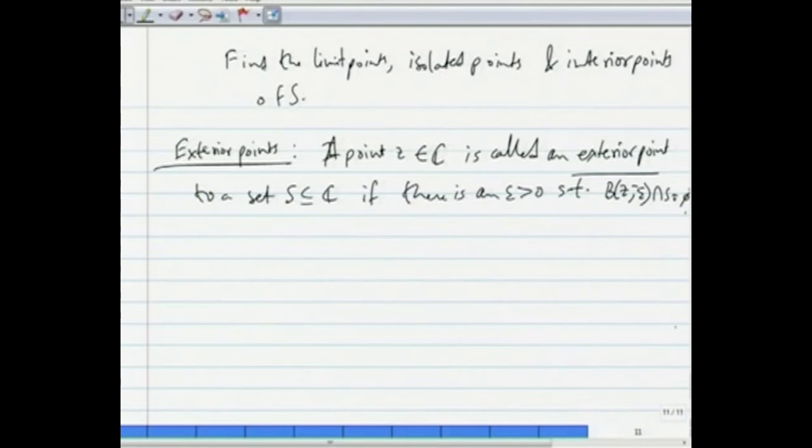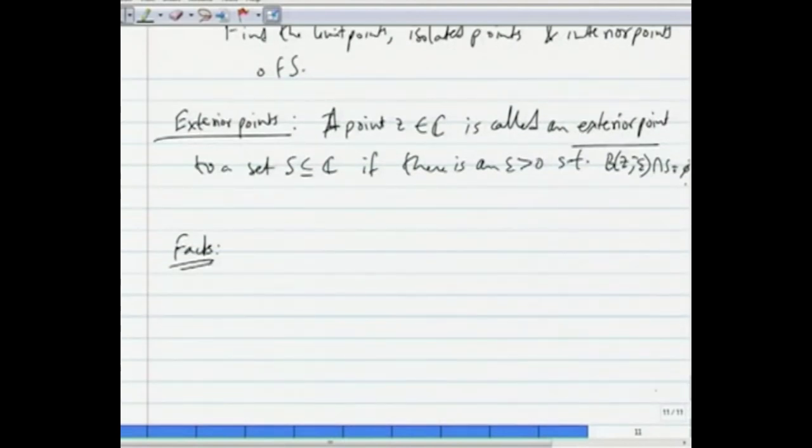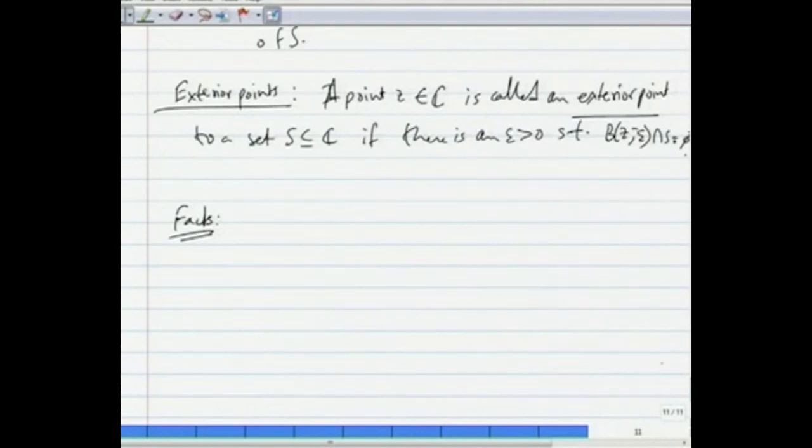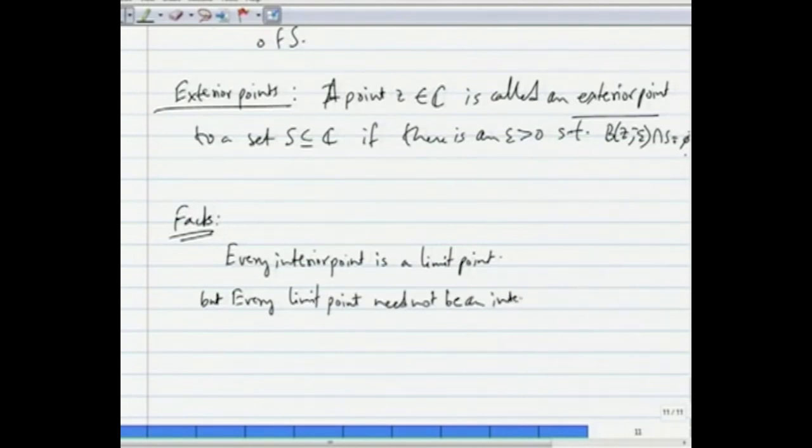Here are some quick facts. Please check all these facts; they are easy to check from the definitions, but this is a summary of all these limit points, etcetera. One needs to internalize these facts. Every interior point is a limit point. This is the relation between limit points and interior points. Every interior point is a limit point, but every limit point need not be an interior point. In fact, a limit point need not even belong to the set, so it cannot be an interior point sometimes.